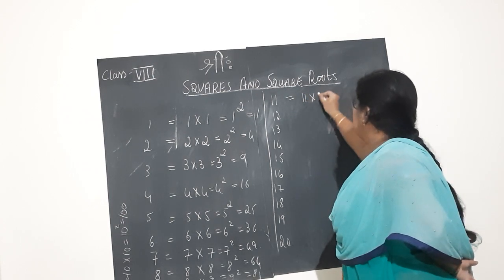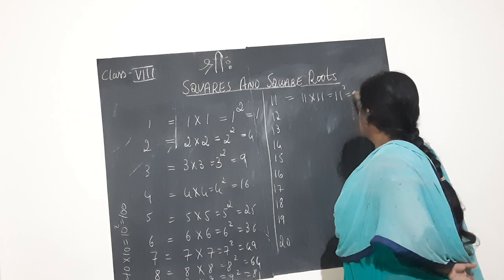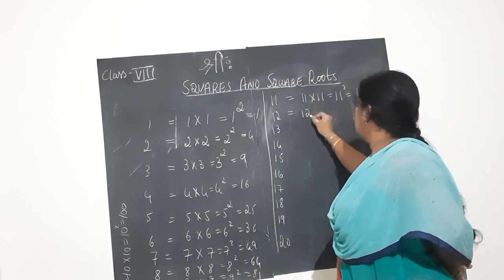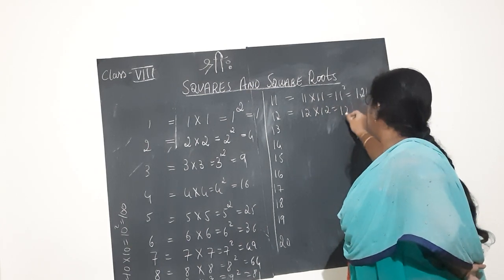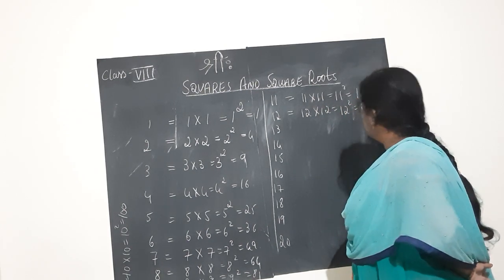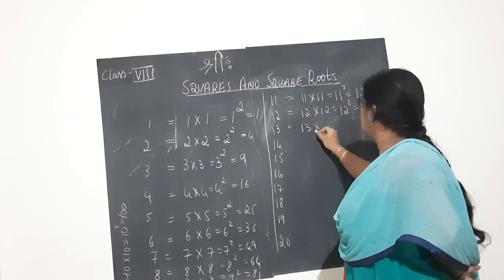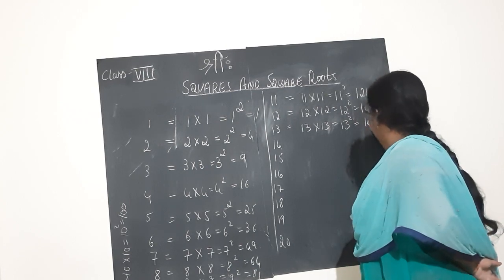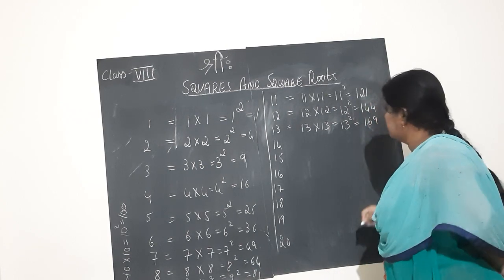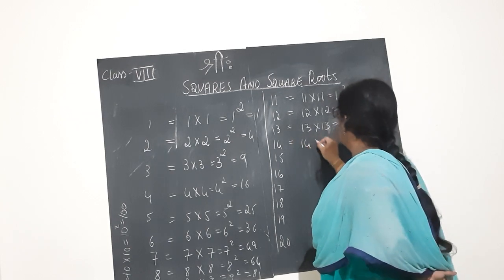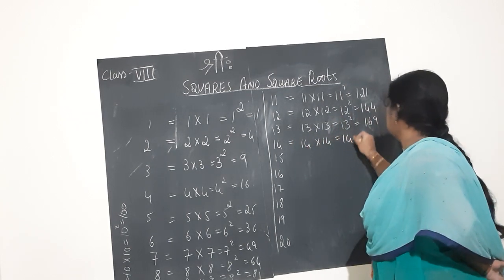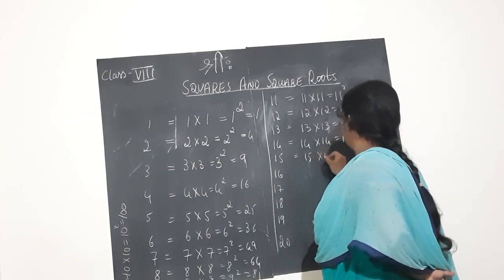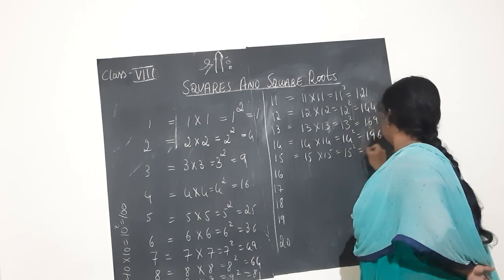11 is 11 into 11, which is 11 square. 11 square is 121. 12 into 12 is 12 square. 12 square is 144. 13 into 13, 13 square, is 169. 14 into 14 is 14 square, 196. 15 into 15 is 15 square, which is 225.